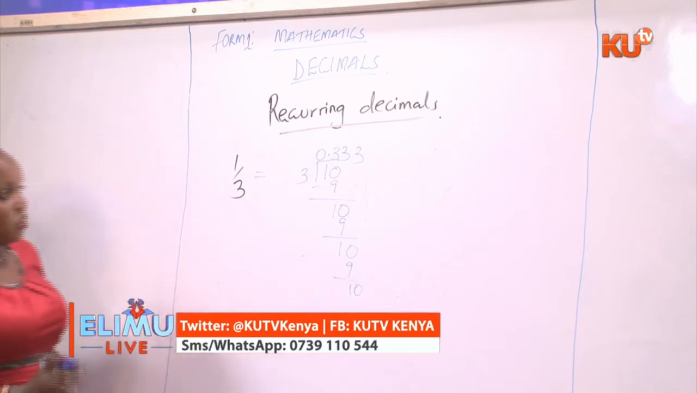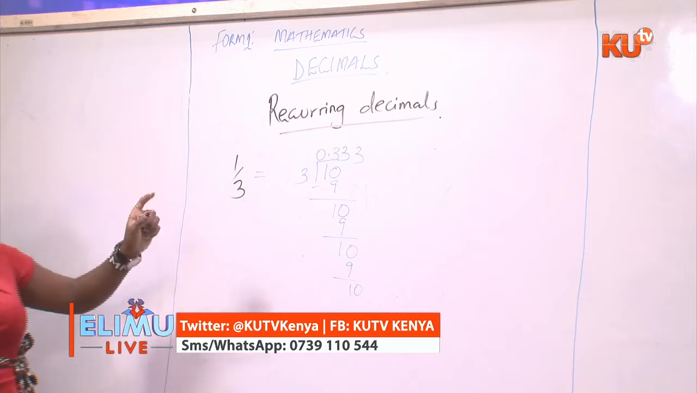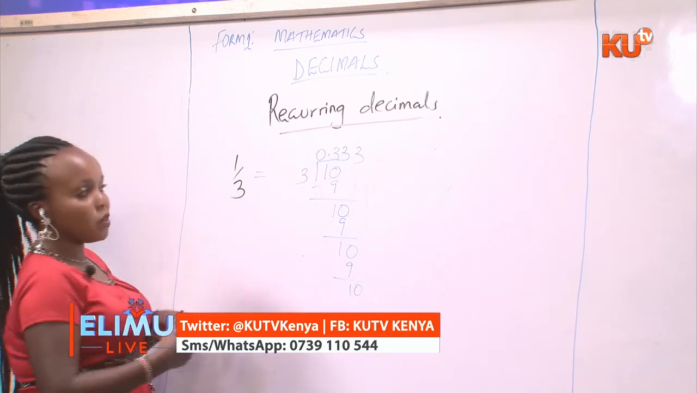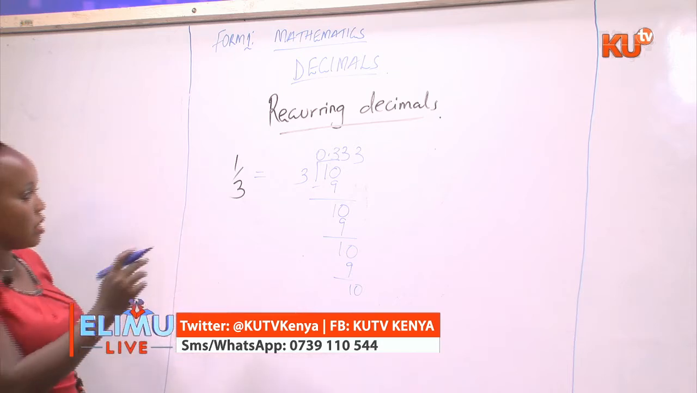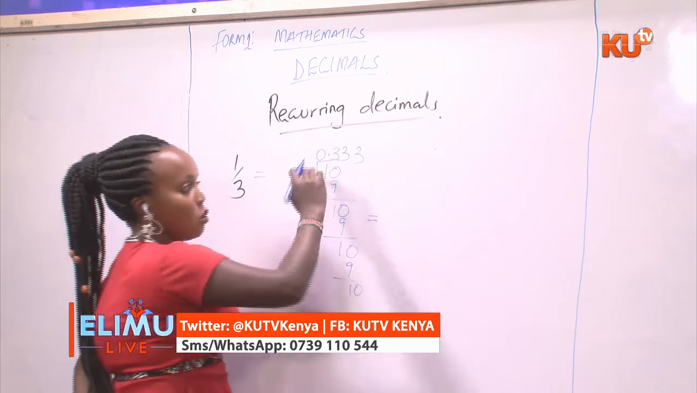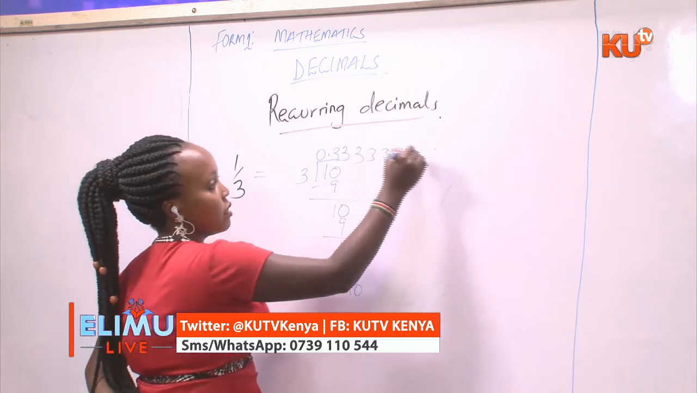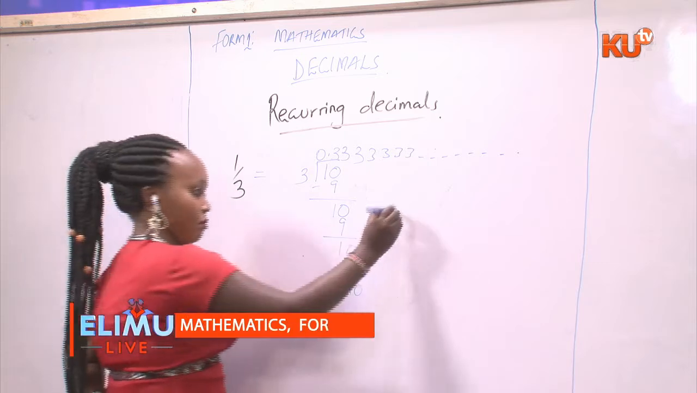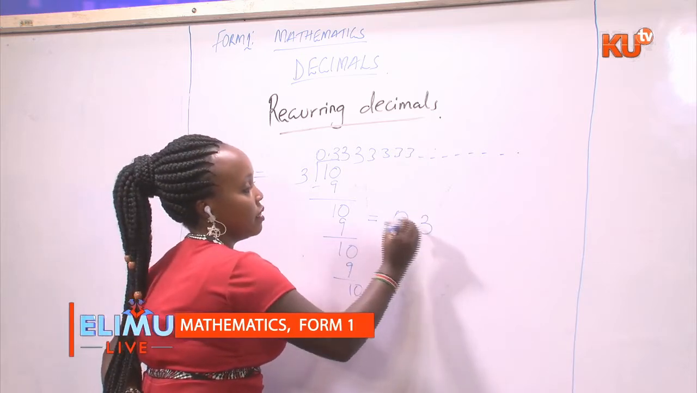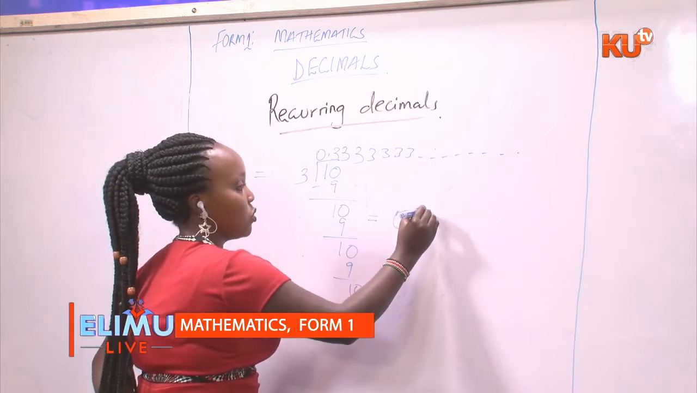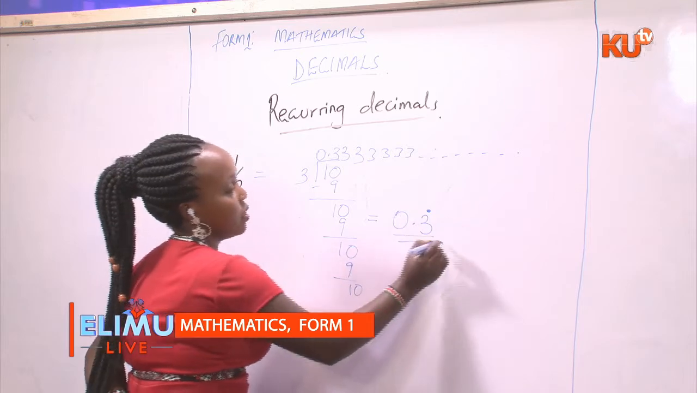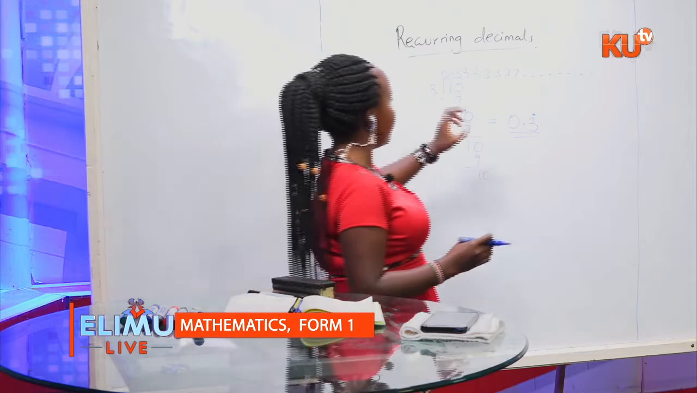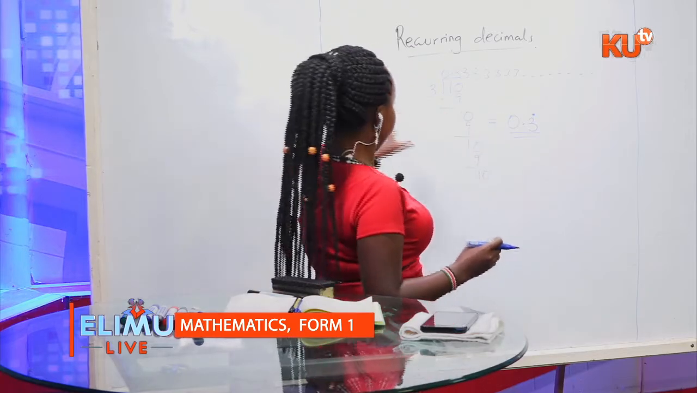It will never end. So this one, we can say this is a recurring decimal because our digit 3 is repeating itself. If we continue, we can continue until tomorrow. So I'll just leave it at that point. Since we can't write the whole of those digits, 3, 3, 3, 3, 3, 3, we are going to write this as 0.3, then we place a dot on top of the digit that is repeating itself. That is how we write recurring decimals. So this is just an example of how we identify recurring decimals.